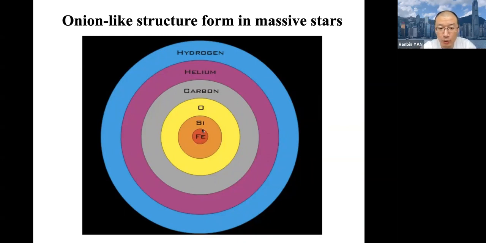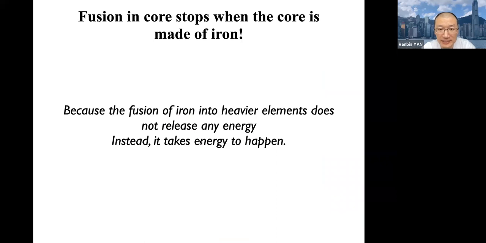And then this iron core will get denser and denser. However, you cannot fuse iron into any other things. Fusion in the core will stop eventually when the core is made of iron, because fusion of iron into heavier elements does not release energy. Instead, it actually has to take energy to happen. So that means you cannot make more energy through nuclear fusion, so you don't do that.